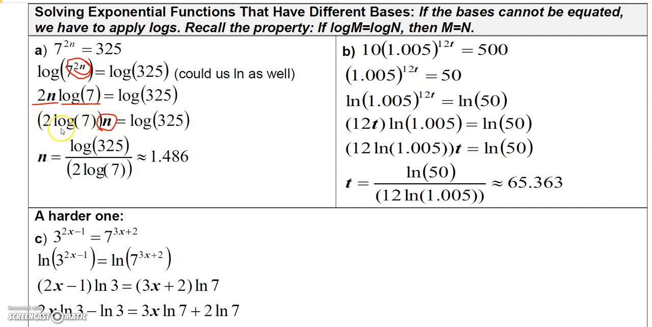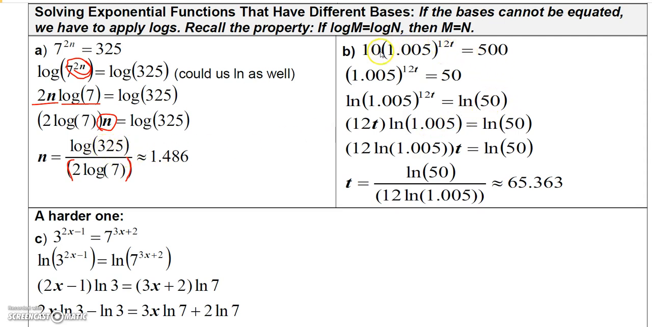So to isolate the n, just divide both sides by 2 log of 7, and then that will give me n equals the log of 325 divided by 2 log 7. When you put it in the calculator, you might want to make sure you put parentheses around this so that it calculates this product before it divides it into this log.